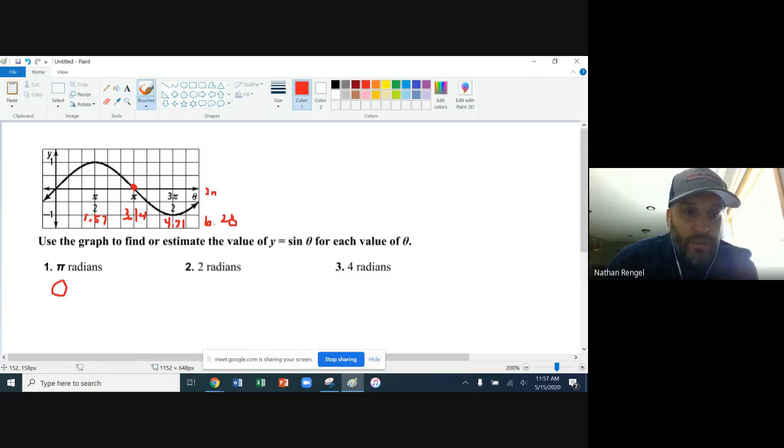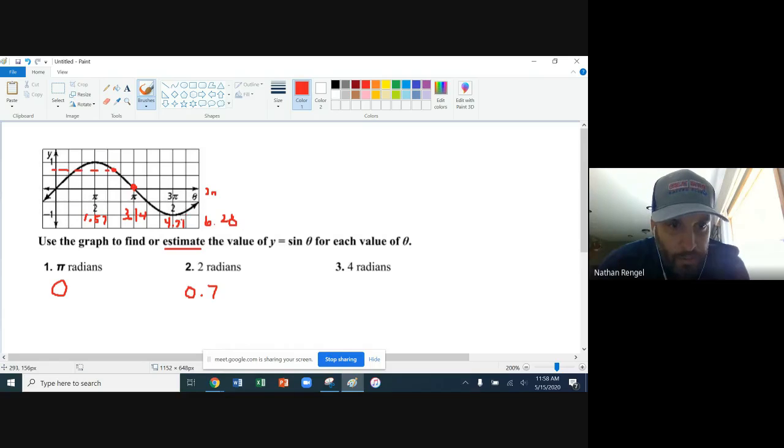So we have to find 2 radians. Well, if this is 1.57 right here, this is 3.14 right here, we're just going to estimate about where 2 radians would be. Well, it's going to be a little bit closer to 1.57, so somewhere up in here, because 3.14 is 1.14 away, 1.57 is only 0.43 away. So 2 radians probably right in here. And then I would look, okay, where does that match up on my y-axis? I'm going to say that's about 0.7. And remember, you're just estimating.